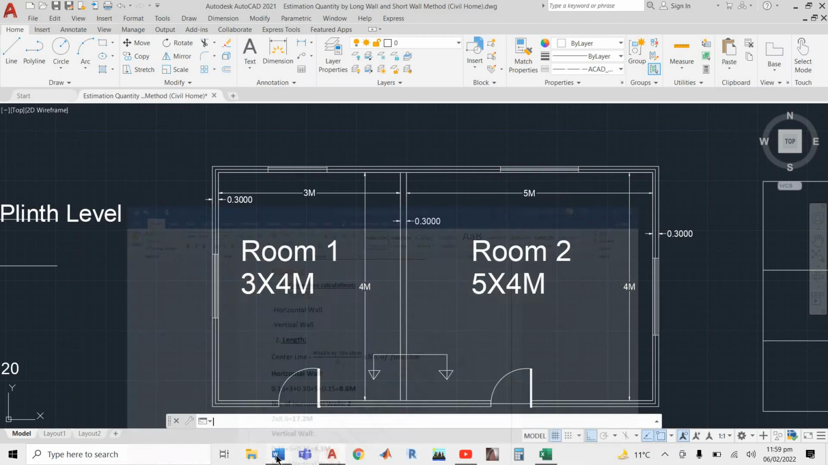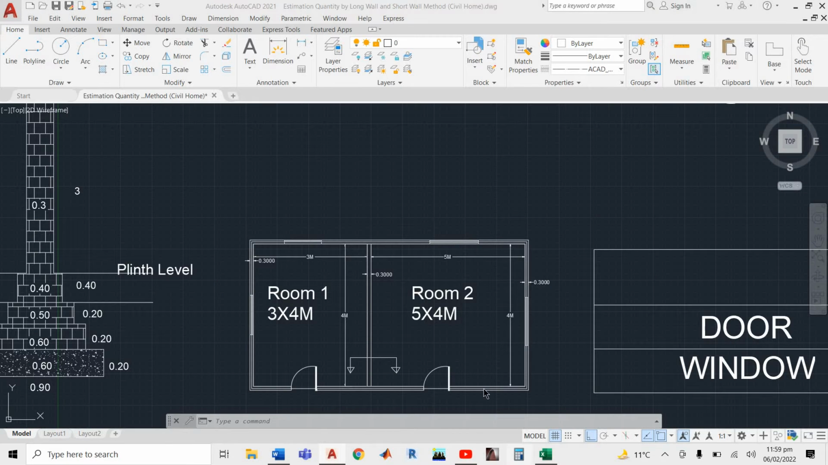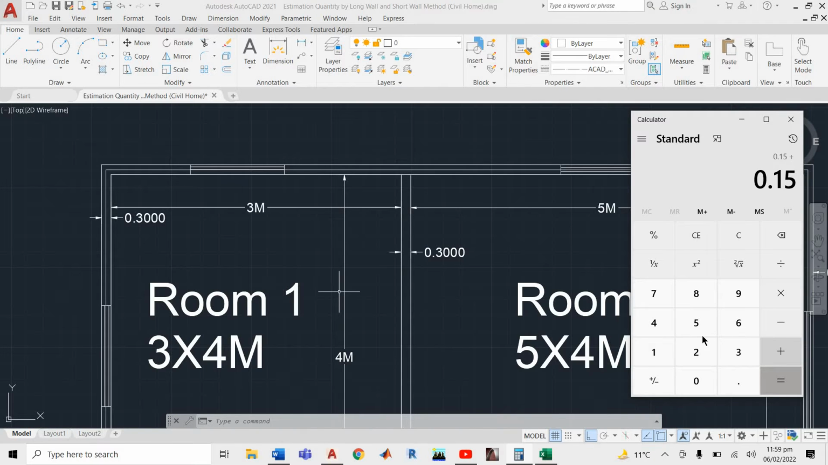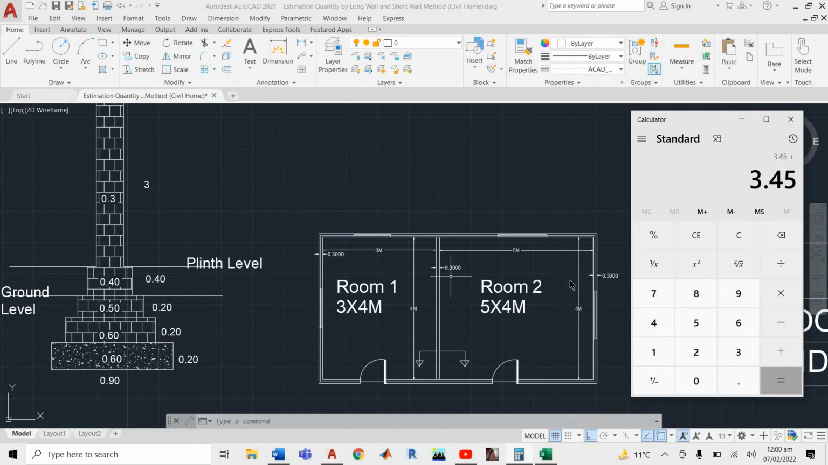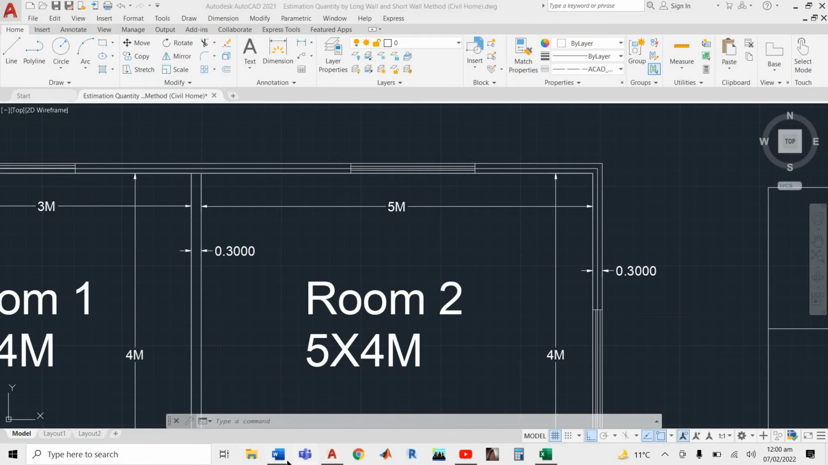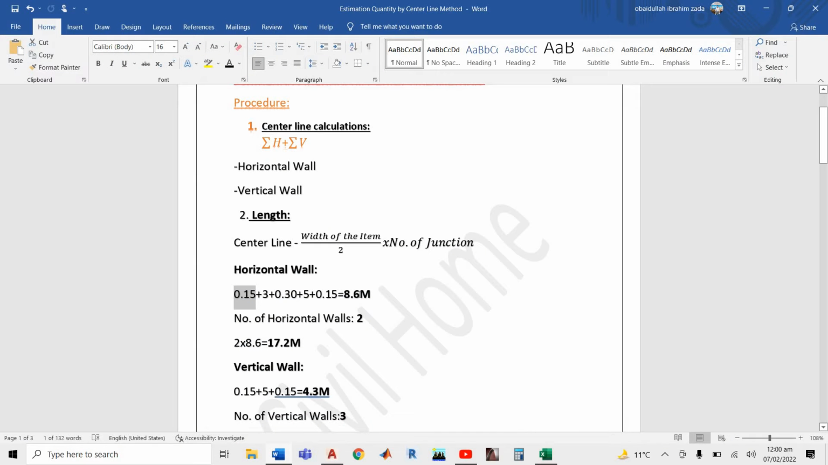And if you don't believe me, look here. 0.15 plus 3, plus 0.3, plus this dimension 5, plus this dimension 0.15, and it becomes 8.6. And if you see here, it comes to 8.6 meters.